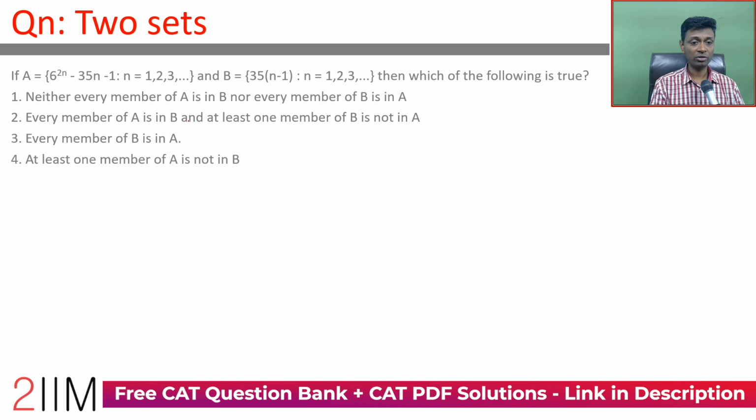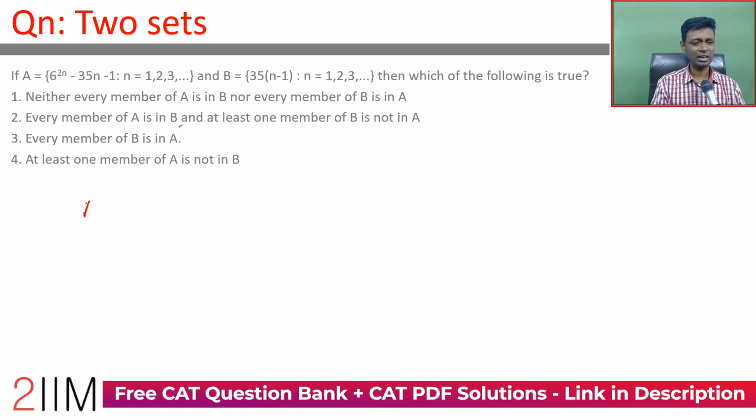Every member of A is in B, and at least one member of B is not in A. Every member of B is in A, B is a subset of A. At least one member of A is not in B, whereas A is not a subset of B. Right? This says A is a subset of B.